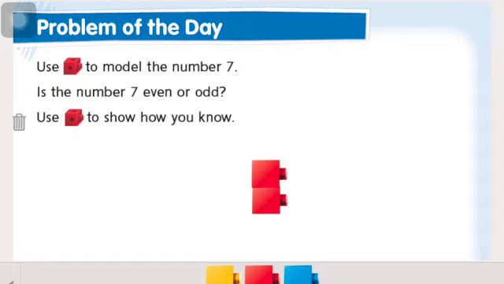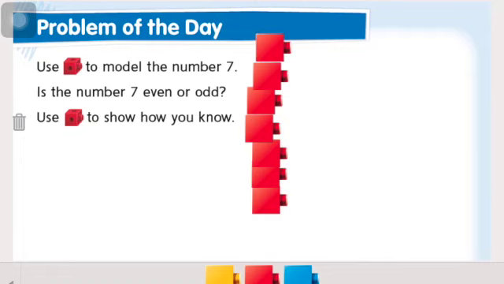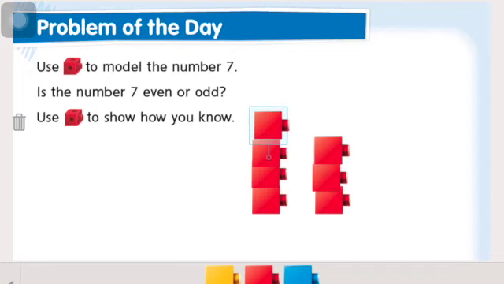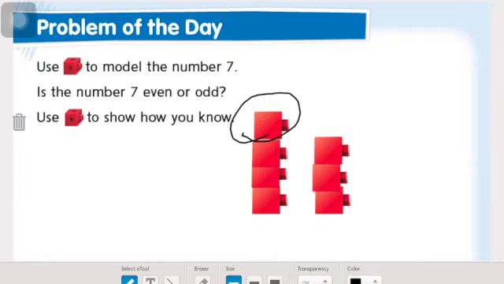So 1, 2, 3, 4, 5, 6, and 7. Remember that when we talked about even and odd numbers, we said that it needed to be a fair share to be even, and we could make a doubles fact out of that. So let's see if we can make a doubles fact out of 7. We have 3 and 4. So because there's this extra one here, it's not a fair share, which means that this is an odd number.